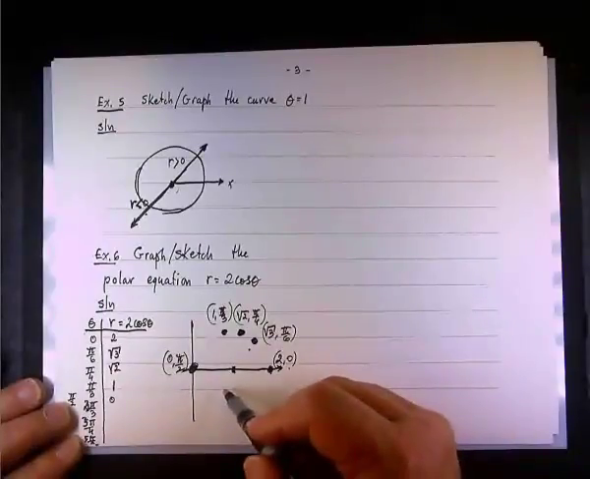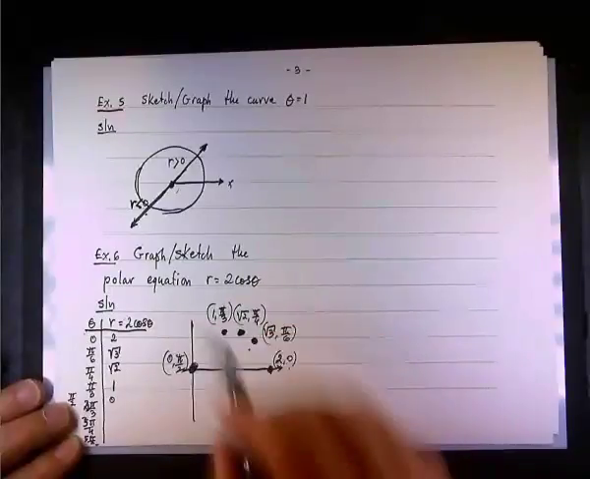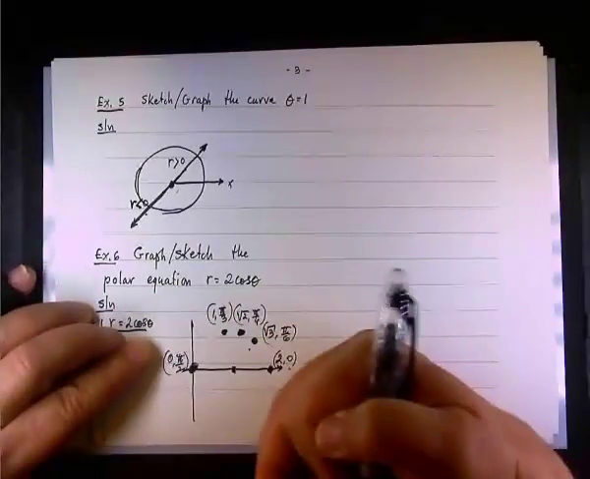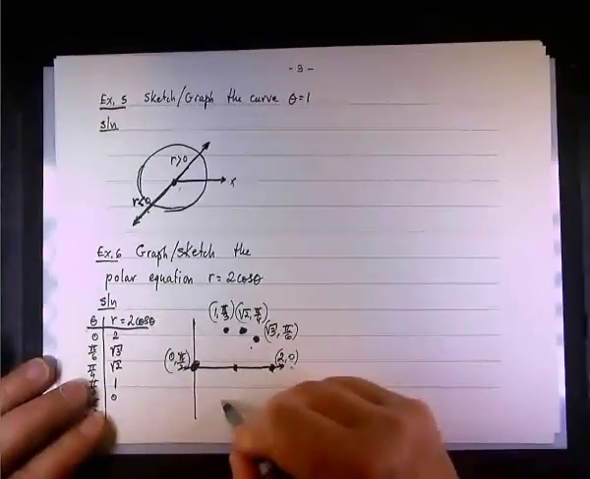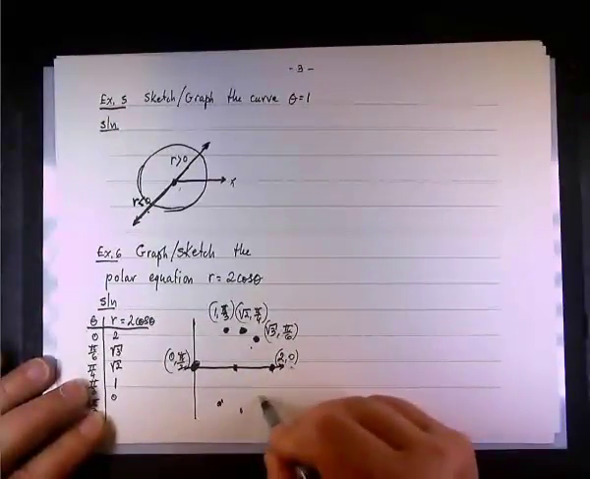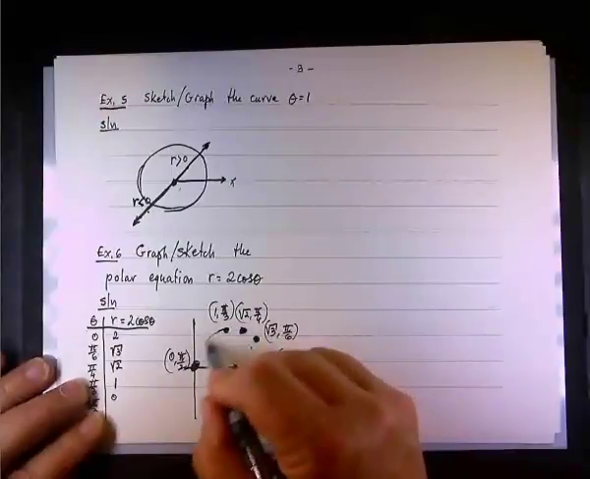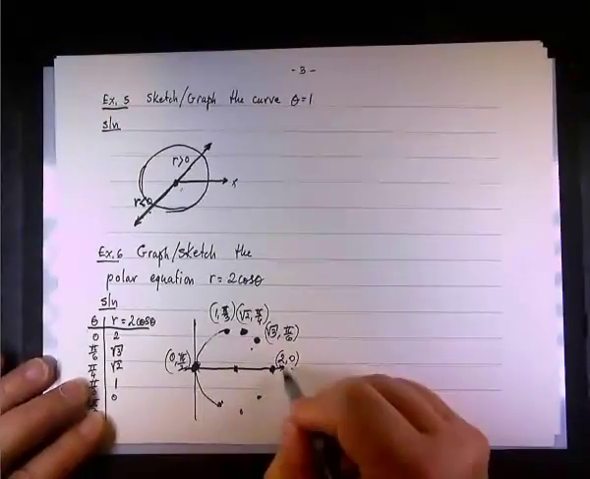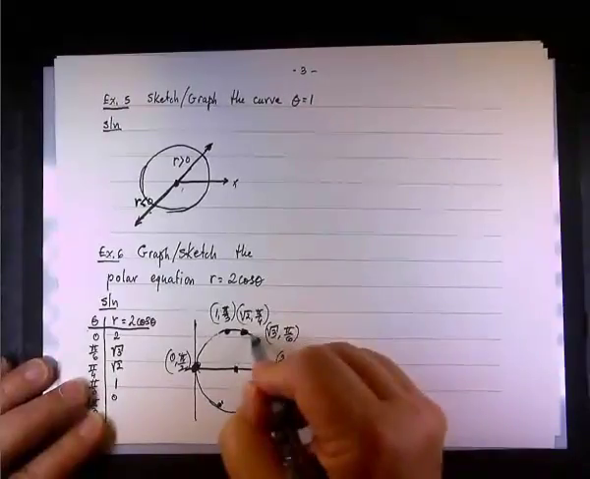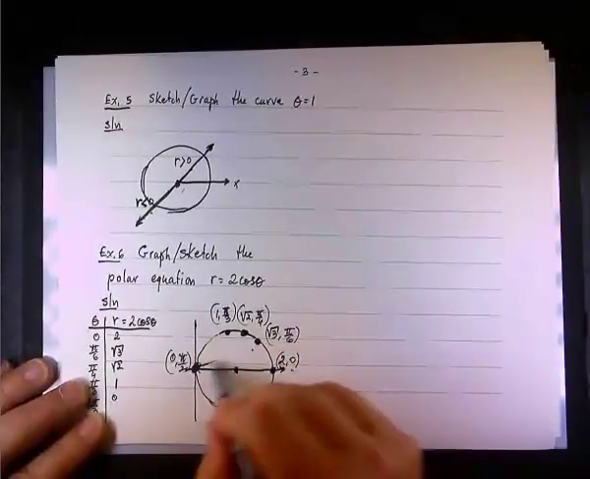What happened in the second quadrant? The same values but negative. Meaning that in the second quadrant, as we go to the angle here, we need to go in reverse. So we're going to see points right here, like so, going back. And the end result is, this is a circle.